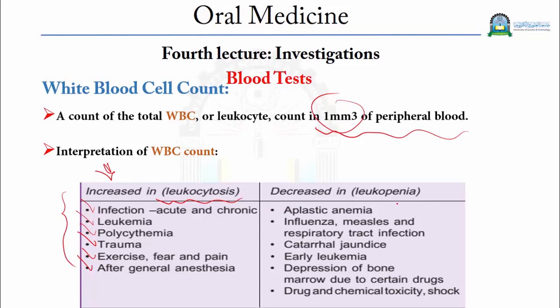Decreased WBCs, leukopenia, can be found in cases of aplastic anemia, influenza, catarrhal jaundice, and also early leukemia, depression of bone marrow due to certain drugs, chemical toxicity, and also shock. These are the conditions where the leukocytes decrease in number.